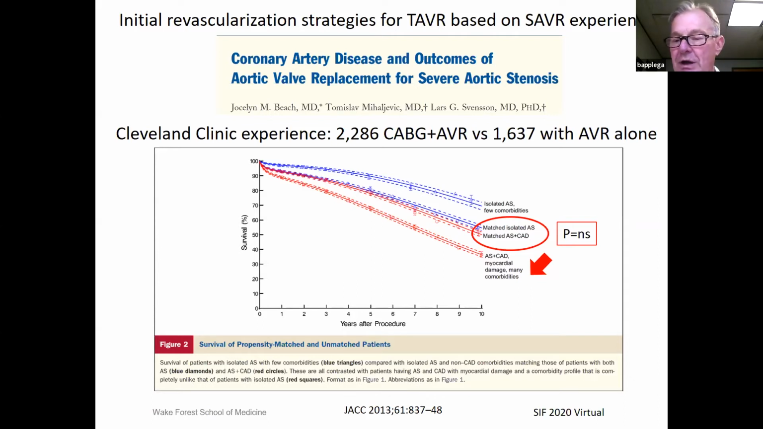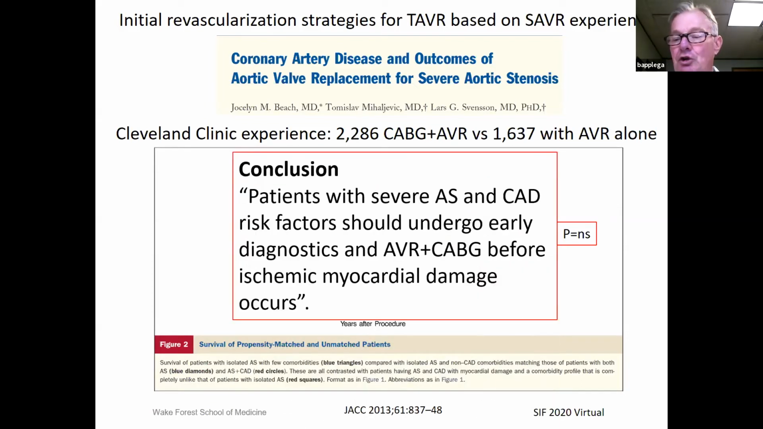However, in patients who had experienced evidence of myocardial damage or who had extensive comorbidities, the outcomes were substantially worse when CABG and SAVR were performed together. They concluded that patients with severe aortic stenosis and CAD risk factors should undergo early diagnostics and aortic valve replacement plus CABG before ischemic myocardial damage occurs.